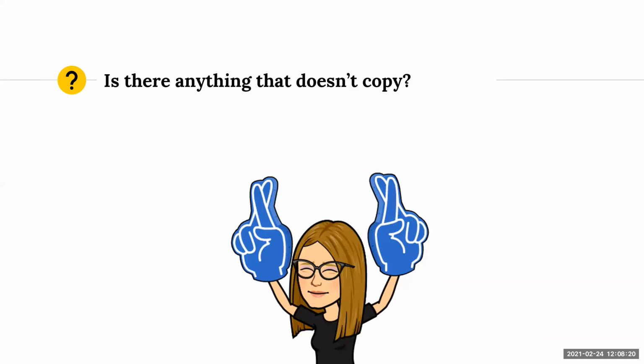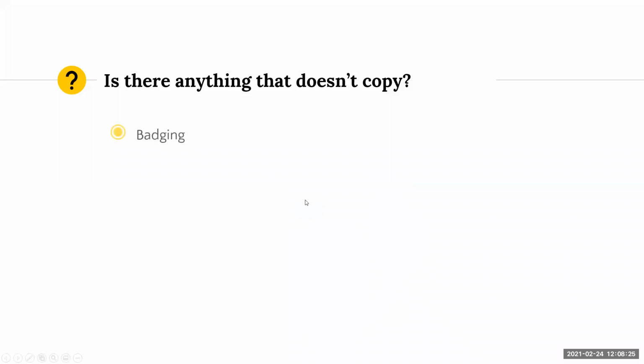So is there anything that doesn't copy? Unfortunately, the answer is yes. If you have created any badges or intelligence agents in your section, they can't be copied from section to section. That actually is a limitation of D2L. It's not that we don't want you to, it's just that right now those are unable to be copied between sections. So you will have to set those up each time in each of your new sections.